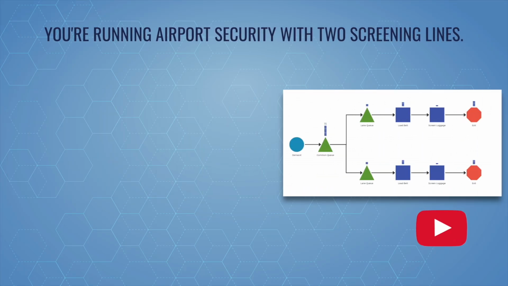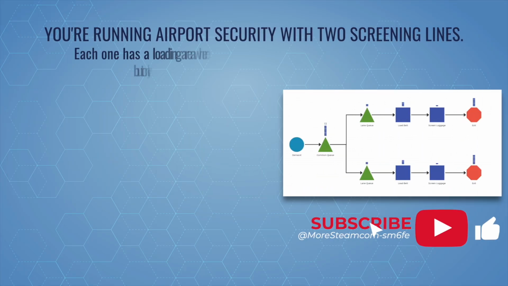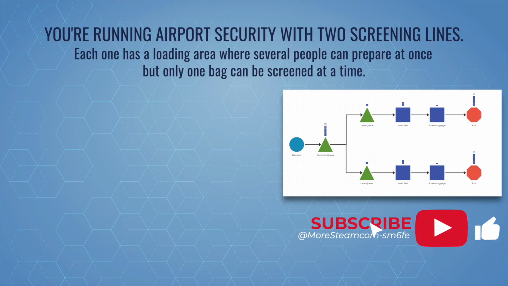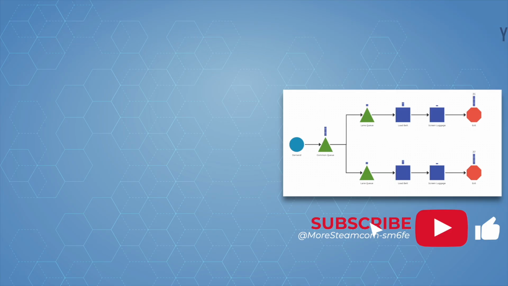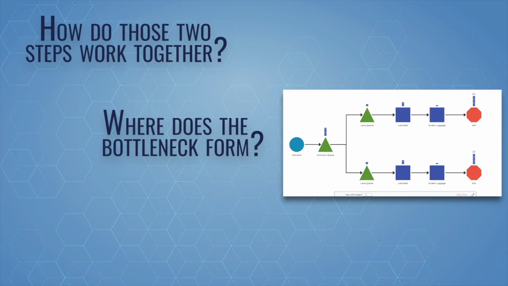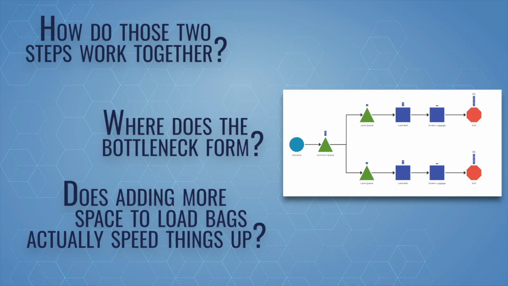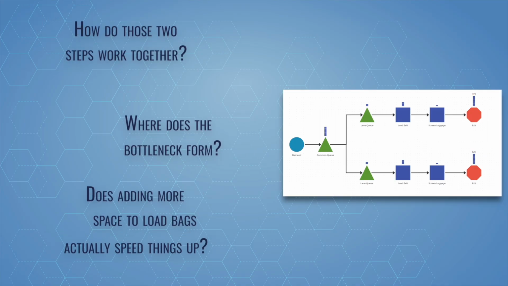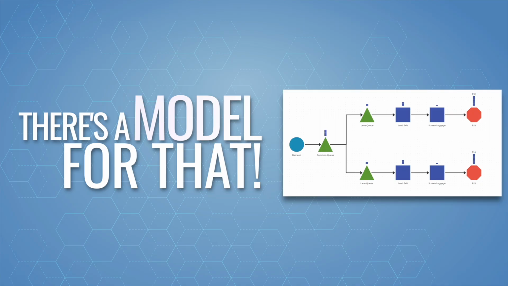You're running airport security with 2 screening lines. Each one has a loading area where several people can prepare at once, but only one bag can be screened at a time. How do those 2 steps work together? Where does the bottleneck form? And does adding more space to load bags actually speed things up? There's a model for that.